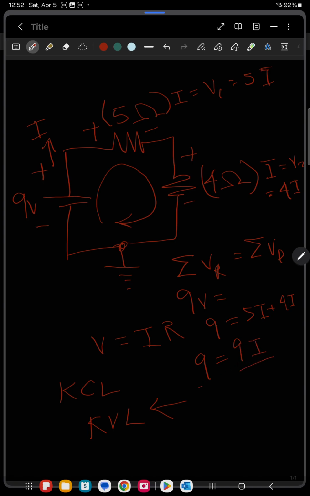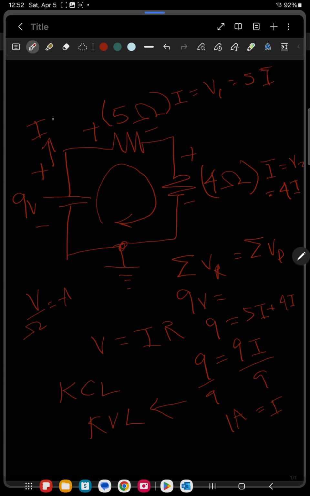Divide both sides by 9. And what do you get? The current is equal to 1. And when you have a volt divided by an ohm, that is equal to an amp. So the current is 1 amp.